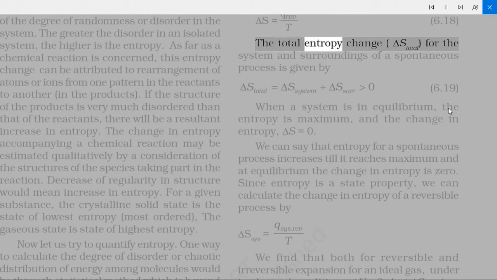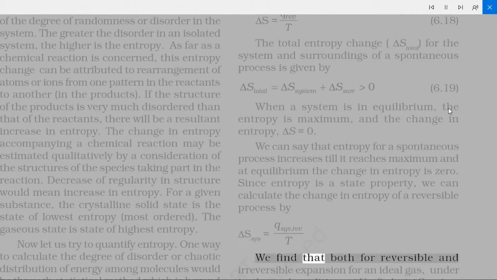The total entropy change, ΔS_total, for the system and surroundings of a spontaneous process is given by ΔS_total = ΔS_sys + ΔS_surr > 0. (6.19) When a system is in equilibrium, the entropy is maximum, and the change in entropy, ΔS, is equal to 0. We can say that entropy for a spontaneous process increases till it reaches maximum, and at equilibrium the change in entropy is 0. Since entropy is a state property, we can calculate the change in entropy of a reversible process by ΔS_sys = q_sys,rev/T.